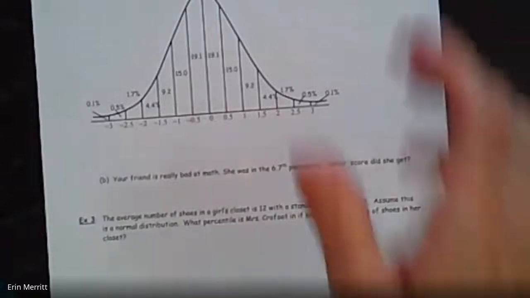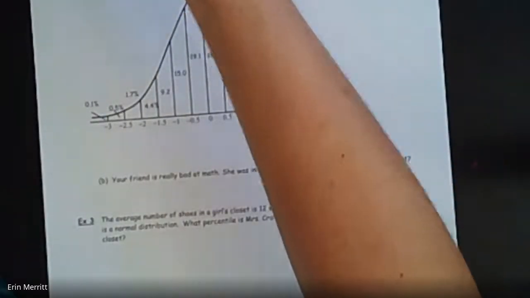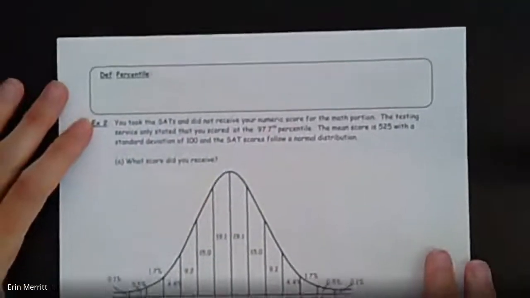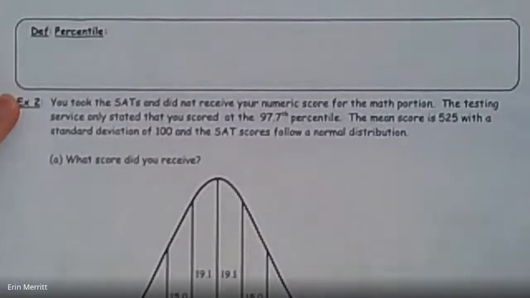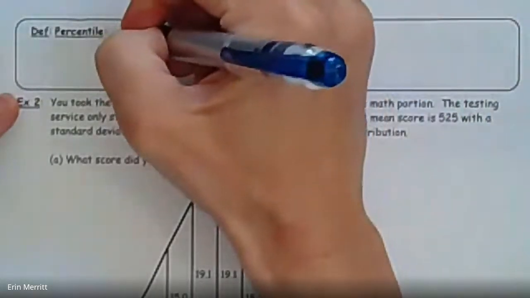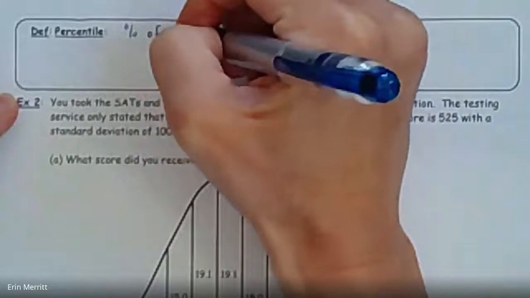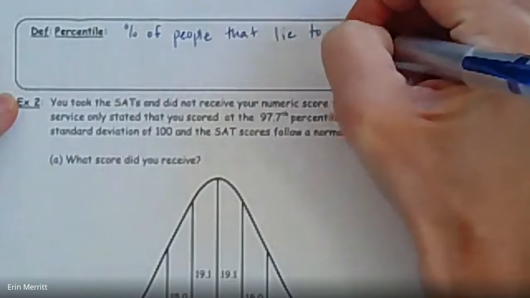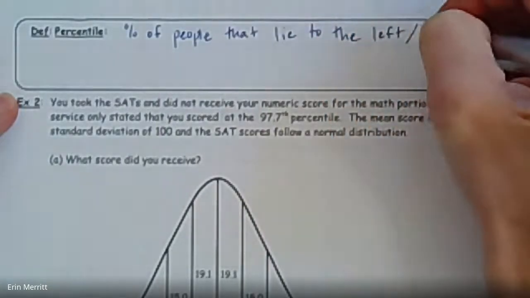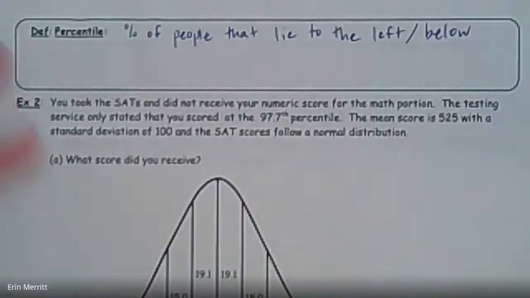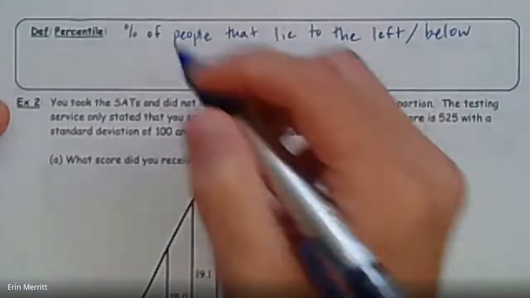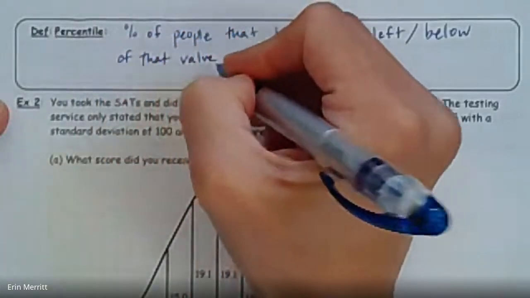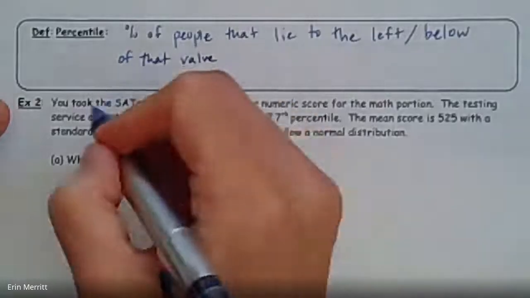So percentile, let's get that written down here. Okay. So when it says the definition, let me slide so you can see me. The definition of percentile, right, is the percent of people that lie to the left or below. So I'm going to kind of say it both ways. Left or below, right, of that value.